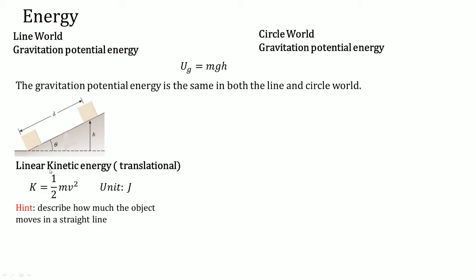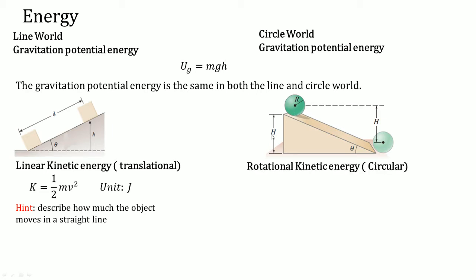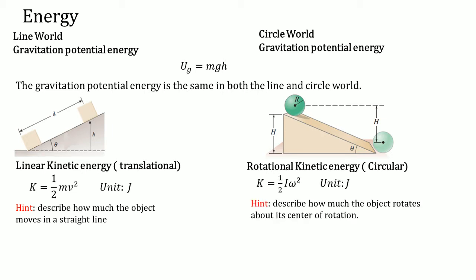Please understand that the translational kinetic energy describes how much the object moves in a straight line, like going down a ramp. In this scenario, we have a sphere that is rolling down a ramp. Here, the object has a rotational kinetic energy because it's circular, it's rotating, and it is defined by K equal to 1/2 I, which is moment of inertia or rotational inertia, times its angular velocity squared. The unit is still joules. The rotational kinetic energy describes how much the object rotates about its center of rotation.